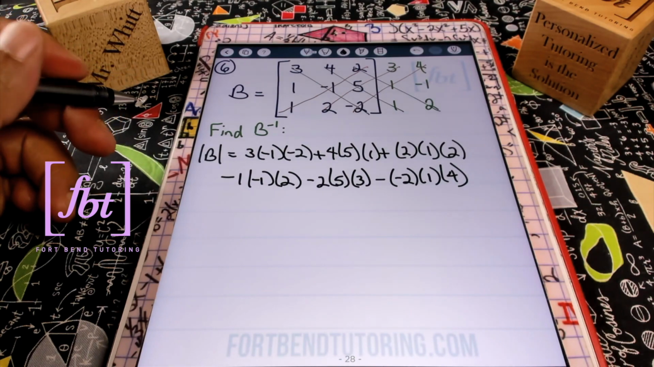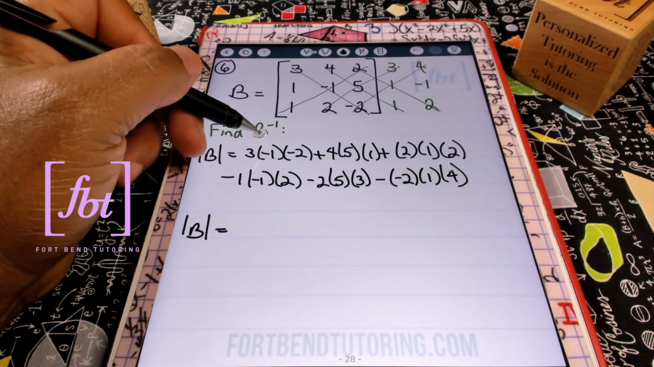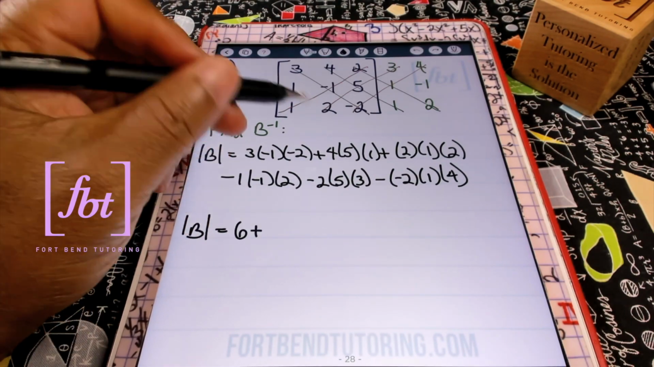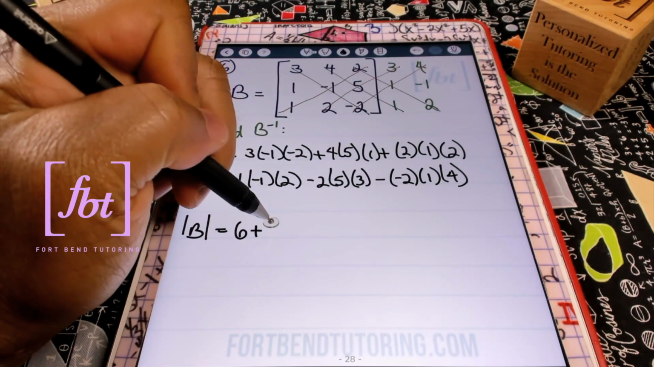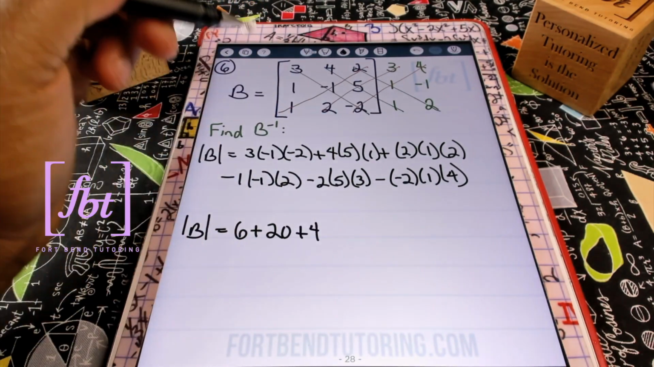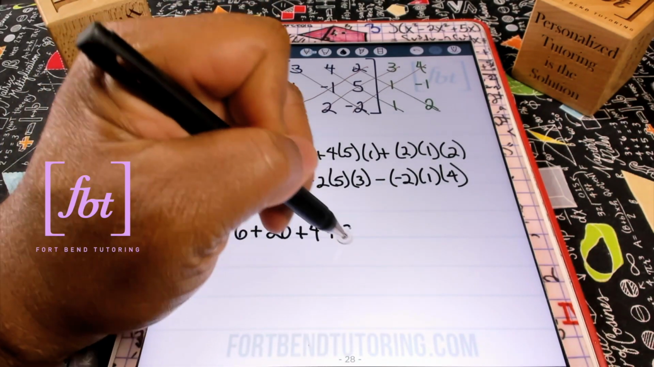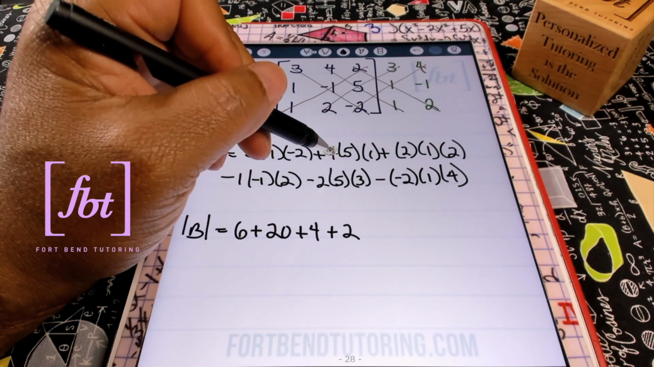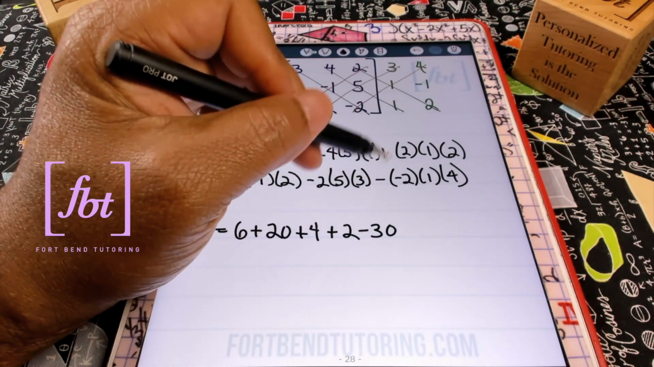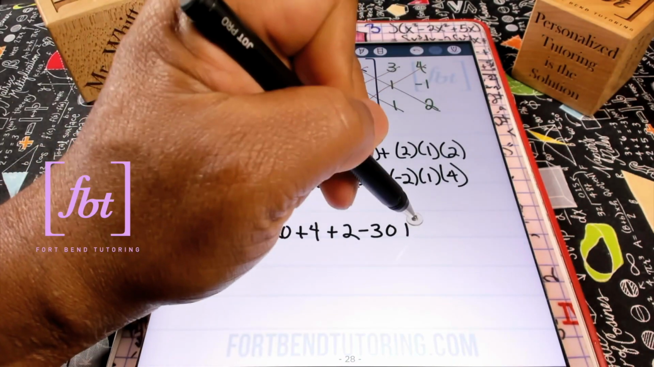Now we'll go ahead and simplify so that our determinant will equal 3 times negative 1 is negative 3. Negative 3 times negative 2 gives us positive 6, plus 4 times 5 is 20, 20 times 1 is 20, 2 times 1 is 2, 2 times 2 gives us 4, then you'll have the opposite of negative 1 is 1, 1 times 2 is 2, you'll have negative 2 times 5 is negative 10, negative 10 times 3 gives us negative 30, and then we'll have the opposite of negative 2, which is 2. 2 times 1 is 2. 2 times 4 is 8.